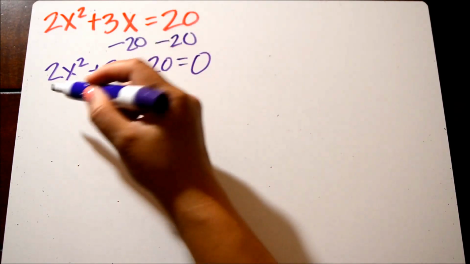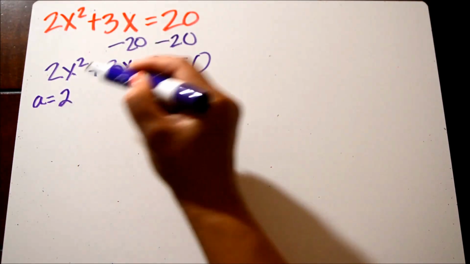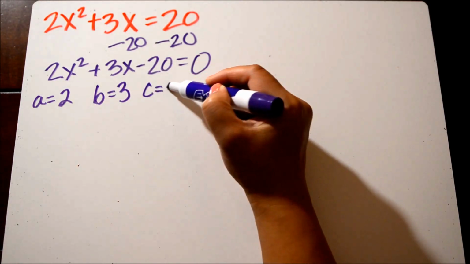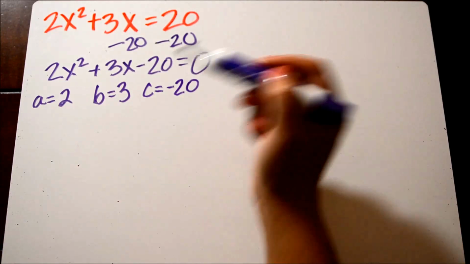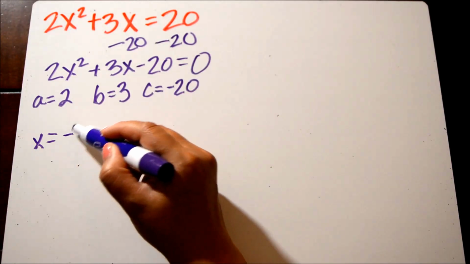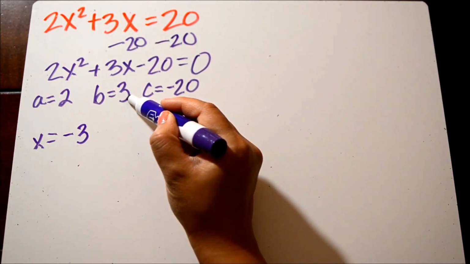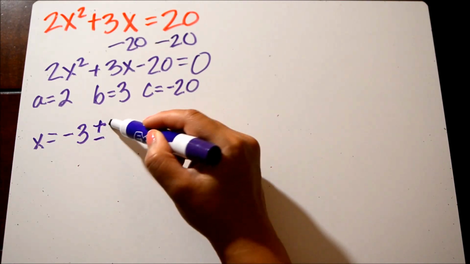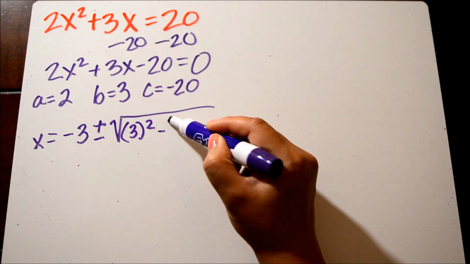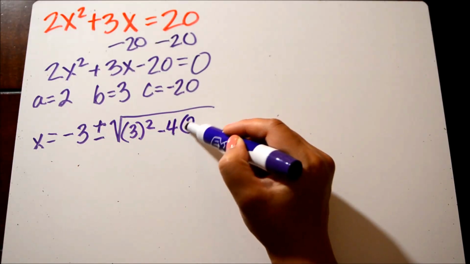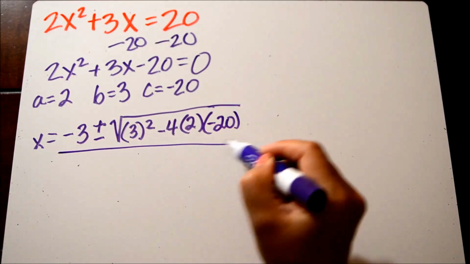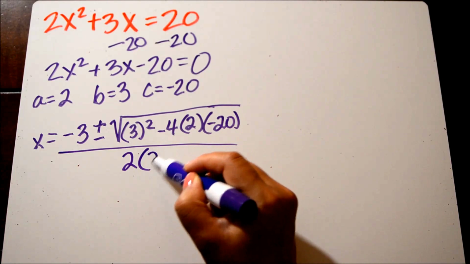Our A value is 2. Our B value is 3. And our C value is -20. We're going to substitute these values into the quadratic formula. So we're going to start off with the opposite of B, which is -3, plus or minus the square root of B squared, so 3 squared, minus 4 times A, which is 2, times C, which is -20. And this is all over 2 times our A value, which is 2.